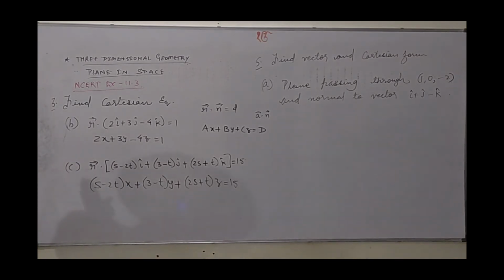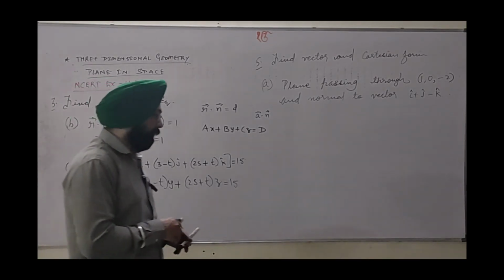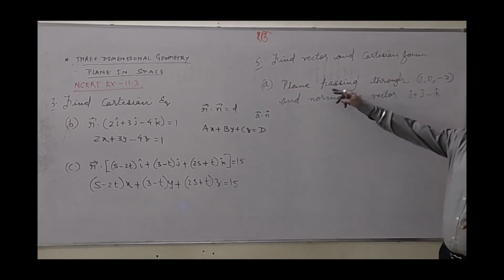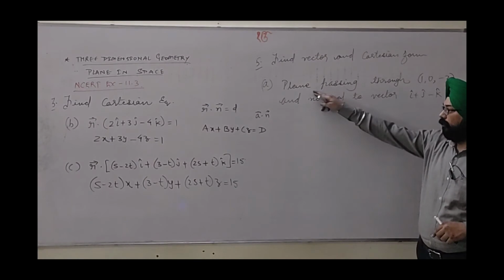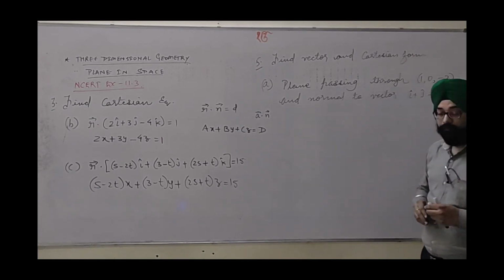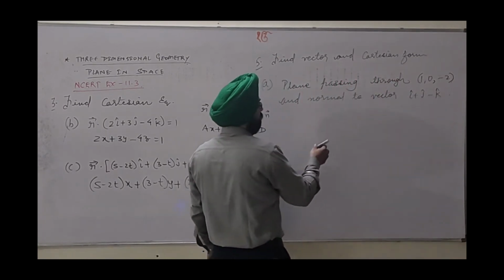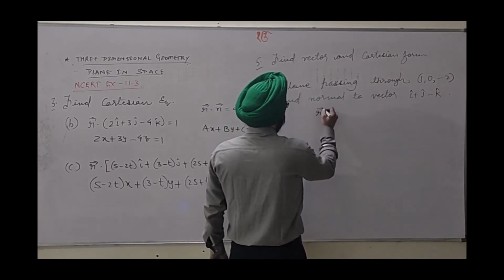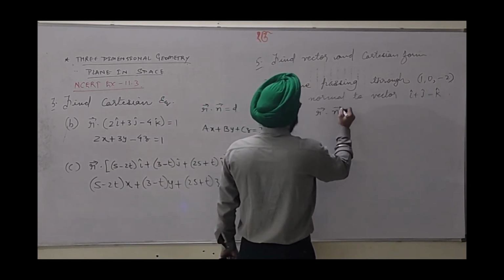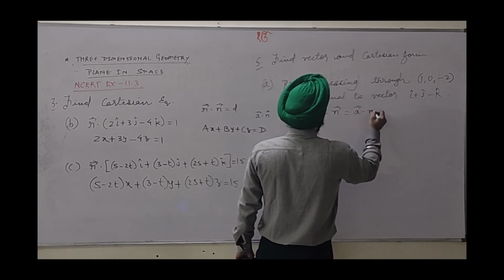These all, application number 4, you will find to be basics. Now question number 5 is the direct application of one concept. It says find a vector and Cartesian form of a plane. I have taken only A, both are similar, of a plane passing through this point and normal to the vector i plus j minus k. It shows that we are given a point and a vector perpendicular to the plane. So wherever this is given, we have to use the scalar product form. What was that? r dot n vector is equal to a dot n vector.